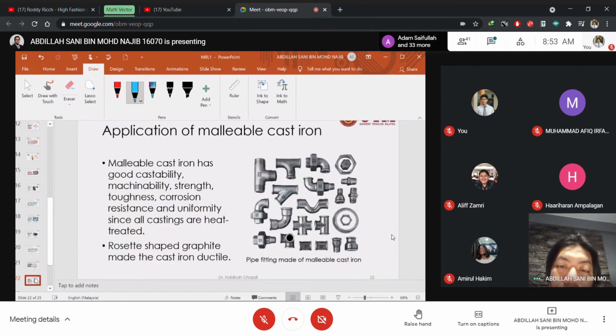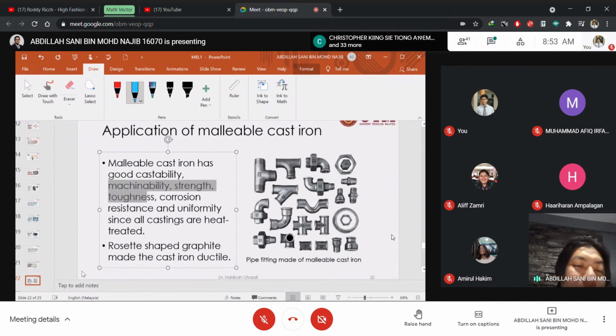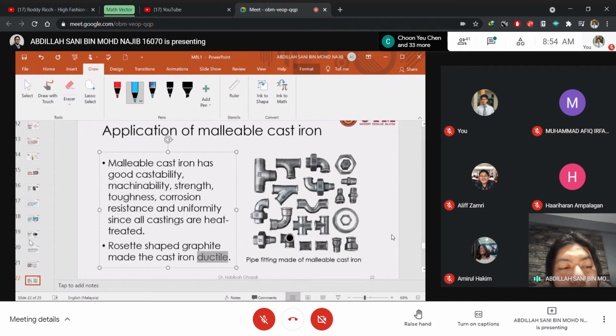So that is among the applications of malleable cast iron. Of course, it also has good machinability and toughness. This is similar to ductile cast iron, only that it is made from white cast iron. The rosette-shaped graphite makes the cast iron ductile. So it's the same principle.